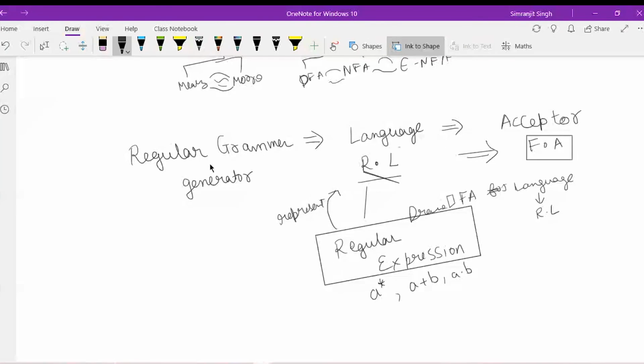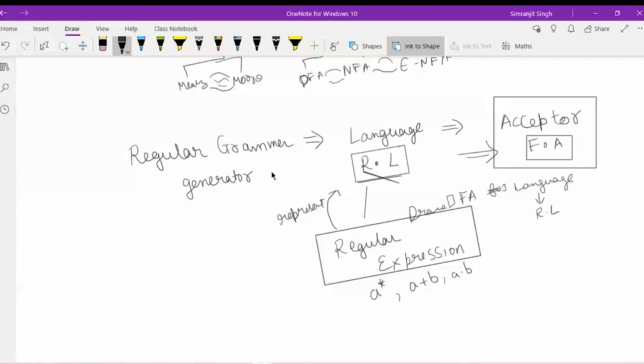Now there are four things here. The first is the regular grammar, which is your generator. We will talk about it again in detail, so don't worry about that now. We have done the acceptor part extensively. The acceptor is your finite automaton that accepts a regular language generated by a regular grammar. Keep that in mind.